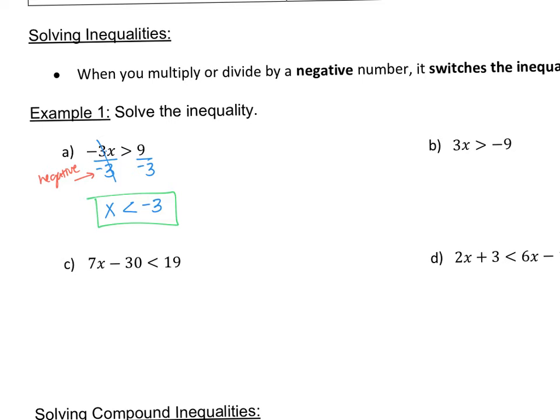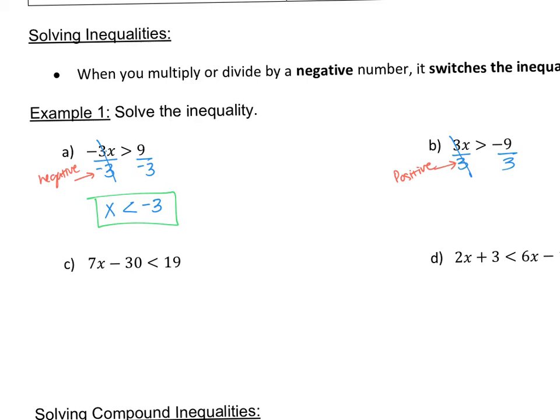Now, notice that B here is the exact same problem, only this time this is a positive 3 instead of a negative 3. So again, you have to get x by itself. So I'm going to divide by 3 on both sides. So that cancels, but notice this time you're dividing by a positive 3.